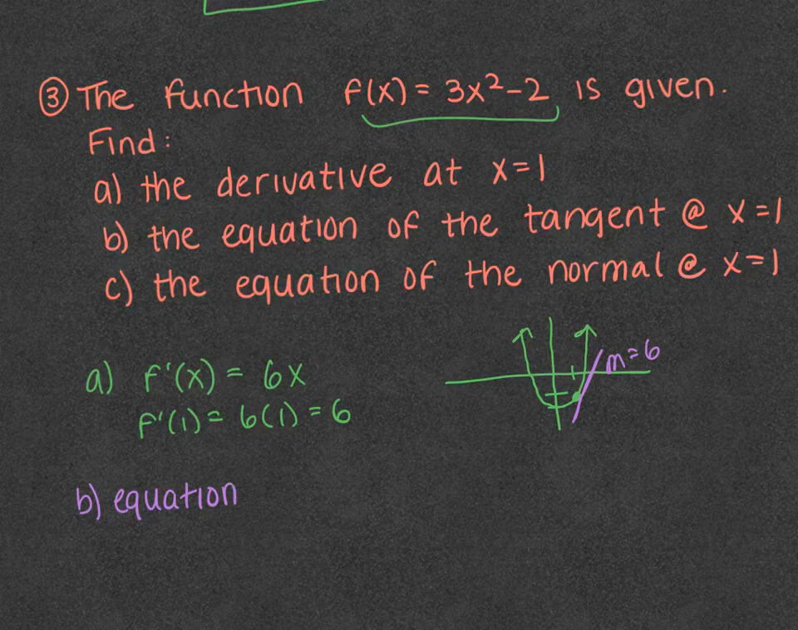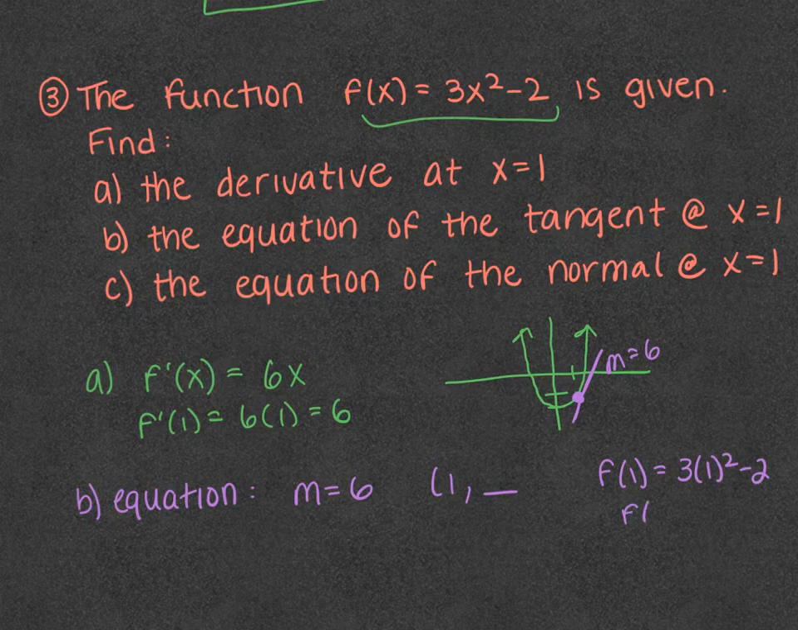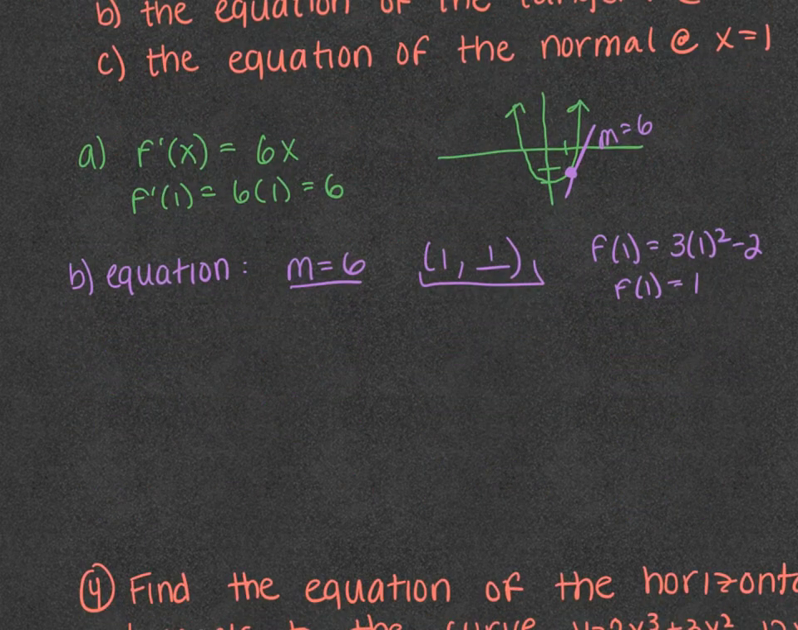Now for part B, if I want to find the equation of the tangent line, just like we've always done for any other linear equation, we need a slope and a point. We already know that the slope is 6. We already know that it goes through the point at x equals 1. We just need to find the y value that corresponds with that point, and we can do that by plugging it into the original function because it's on the parabola. So f of 1 is 3 times 1 squared minus 2. 3 minus 2 is just 1. So we have a point. We have the slope from the derivative and we have the point from the original function. And now we can use those to find the equation of the line.